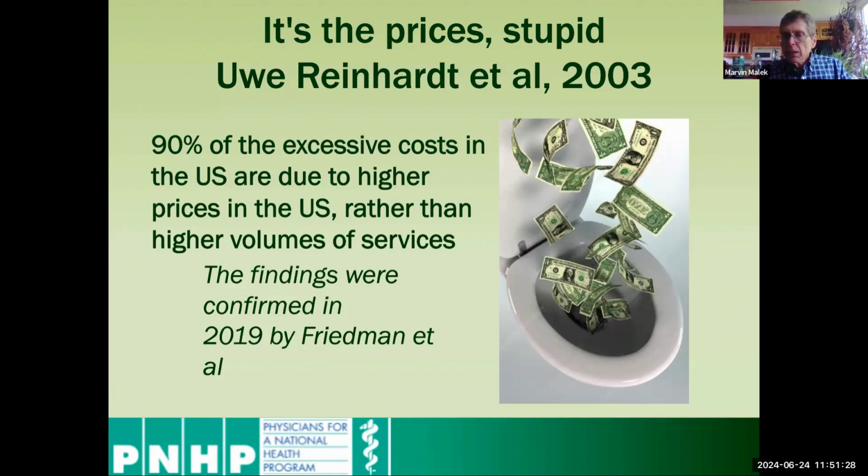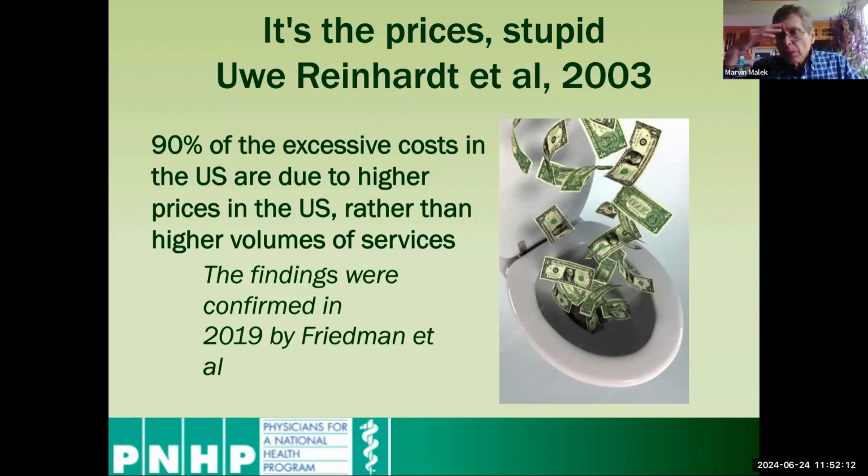Okay, so how many? And what's the price, and then what's the total cost? And what he found was, overall, 90% of the excessive costs in the US are due to higher prices rather than higher volume of services. So in other words, we do a somewhat higher number of coronary angiographies in the United States, but we charge a whole lot more. The study was confirmed in 2019 by Gerald Freeman, who's going to be talking to you later in the internship. He did a big study and found the exact same thing that Reinhardt had done 16 years earlier.